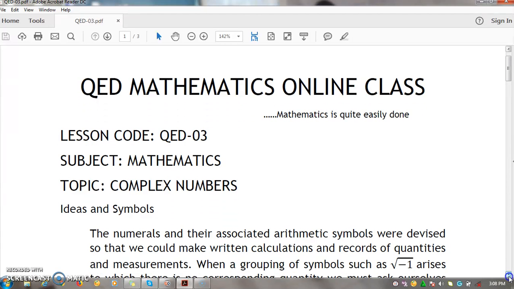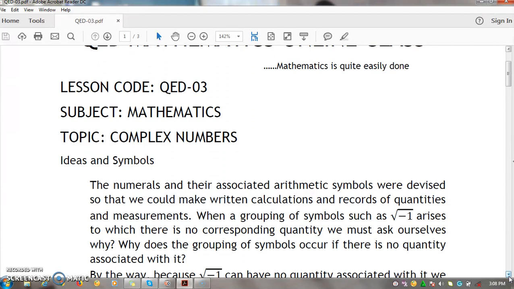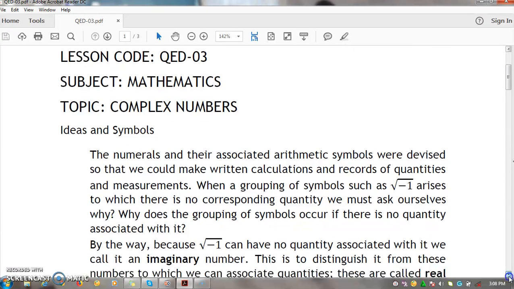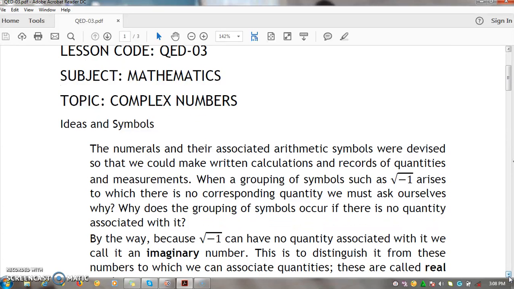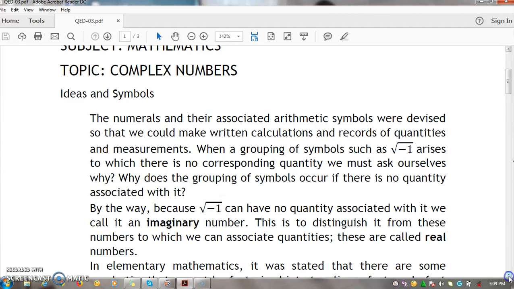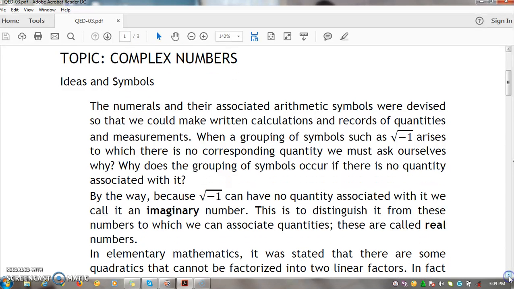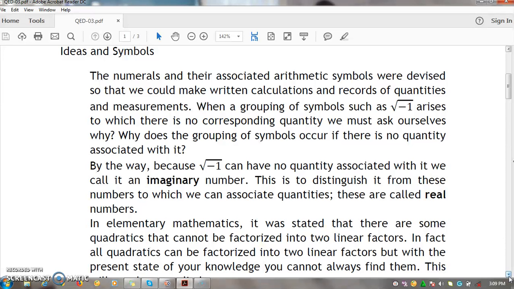This is lesson code QED03 and what we'll be discussing today is complex numbers. Numerals that are associated with arithmetic symbols were devised so that we could make written calculations and records of quantities and measurements. So when we have something like the square root of -1, most times we believe that we cannot solve it. But we can actually solve it, and we have what we call an imaginary number. This is to distinguish it from the numbers we call real numbers.